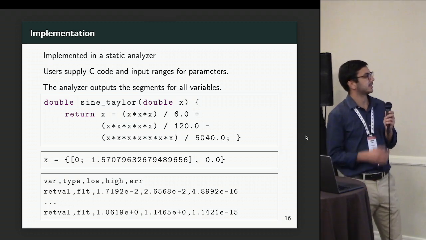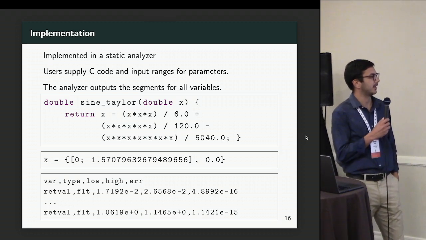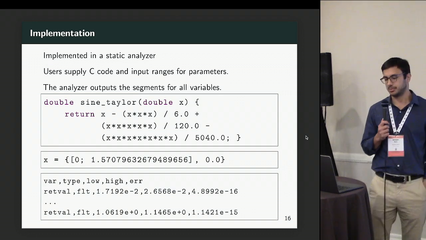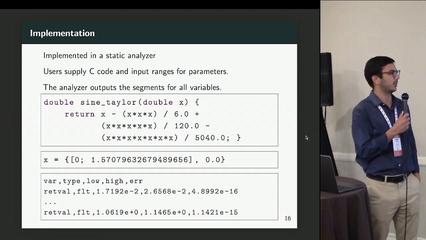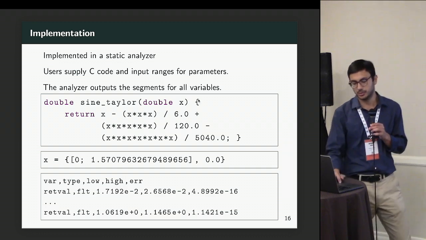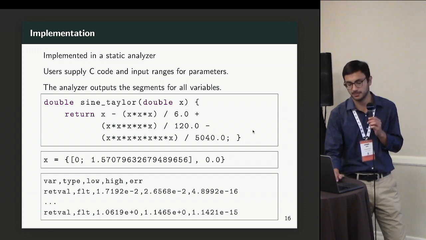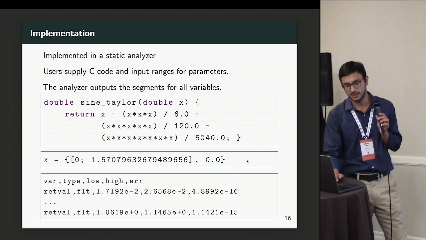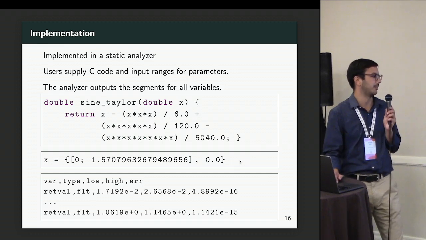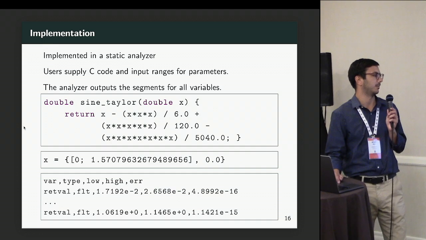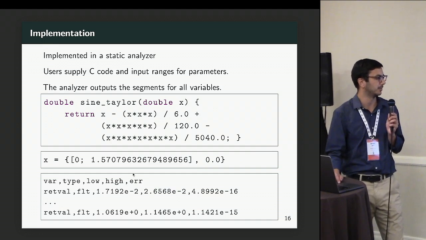We've implemented this abstract domain in a static analyzer. The users will supply some C code as well as input ranges for all the parameters. Here's an example of the C code with the sine approximation I was discussing earlier, as well as how they might define the input ranges. From here we have X going from 0 to pi over 2.